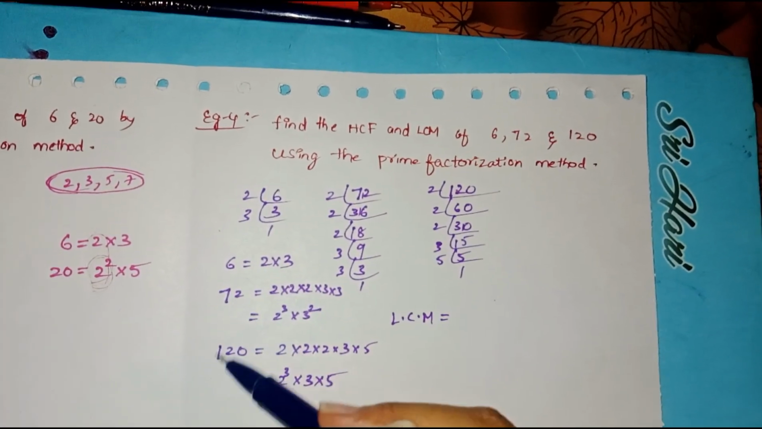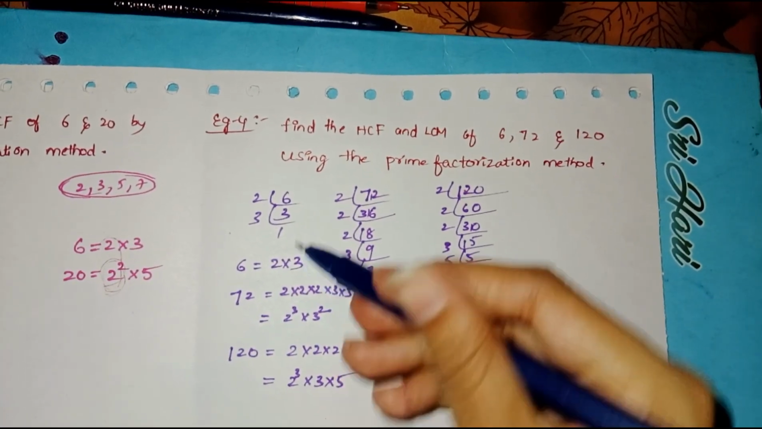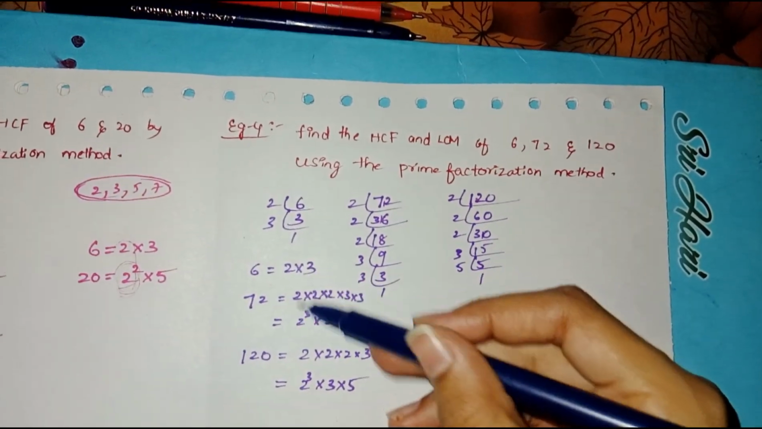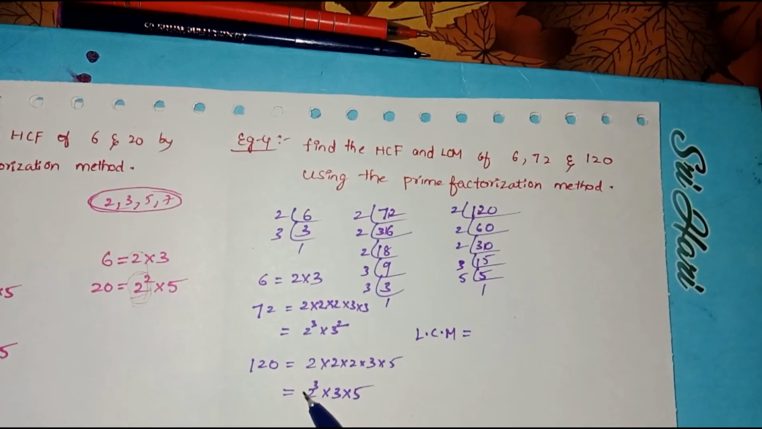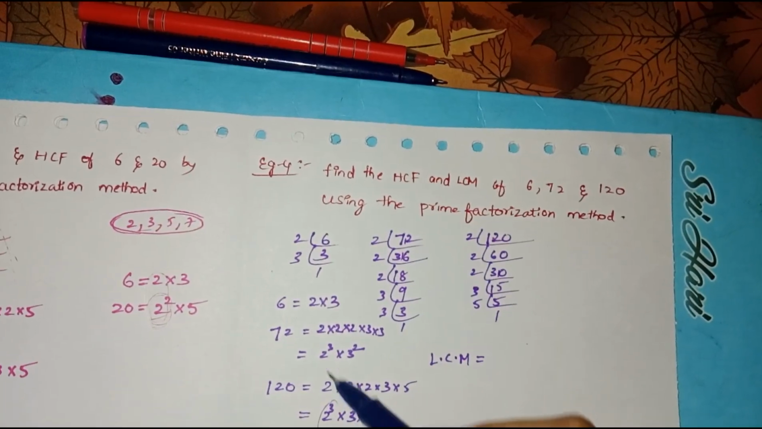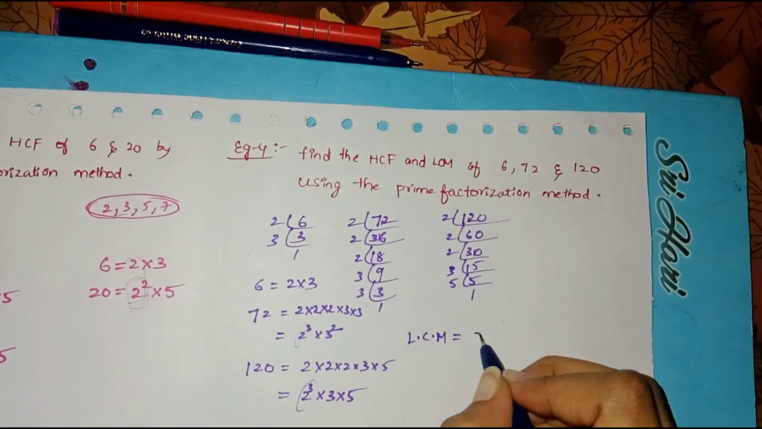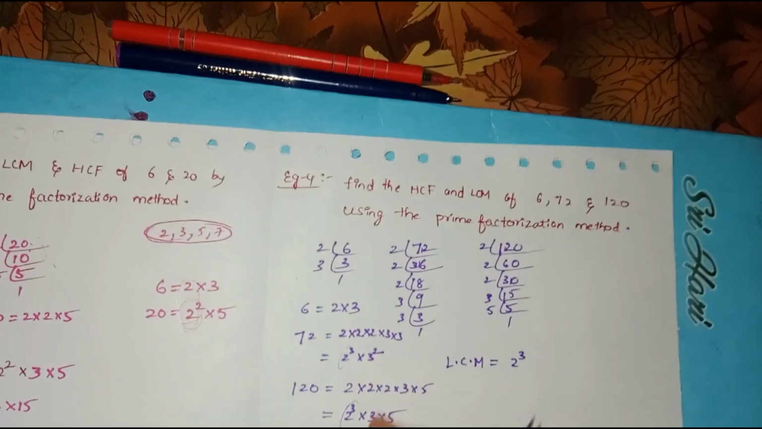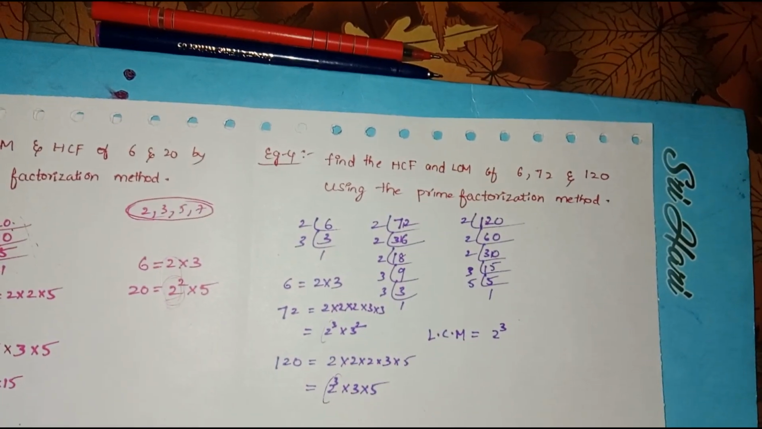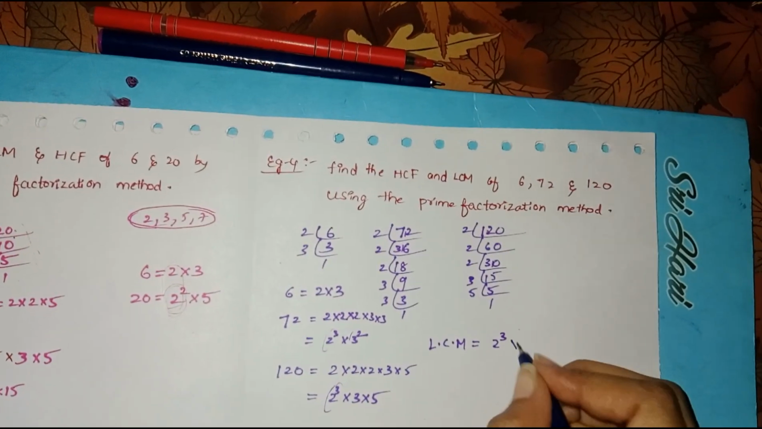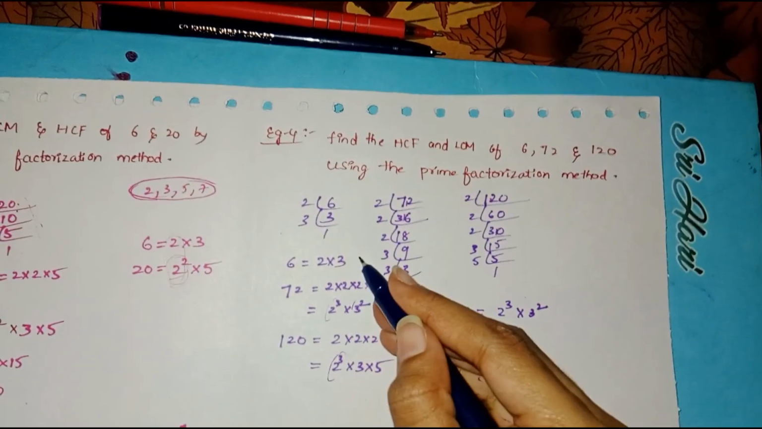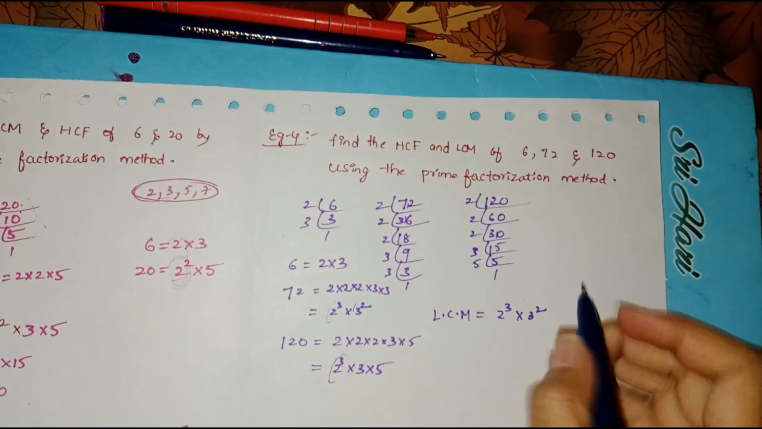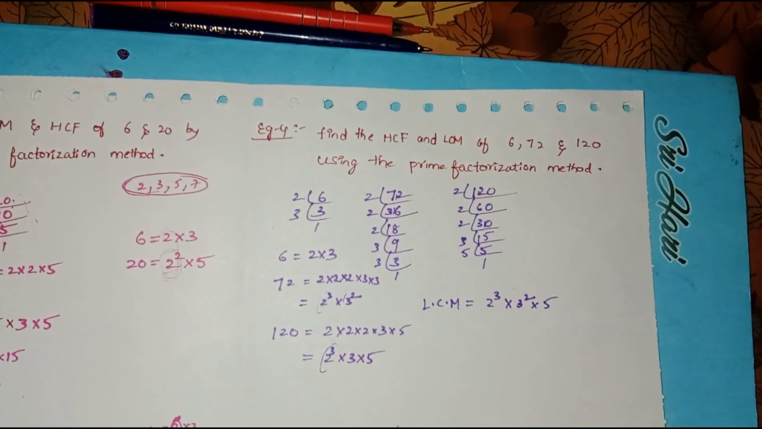LCM for 6, 72 and 120. 2 is common, so which is the highest power? 2 cube is the highest, so 2 cube. Next 3 square: among these powers of 3, which is greatest? 3 square. 5 is a single term, so multiply with 5.